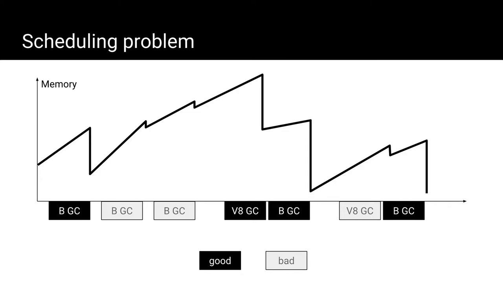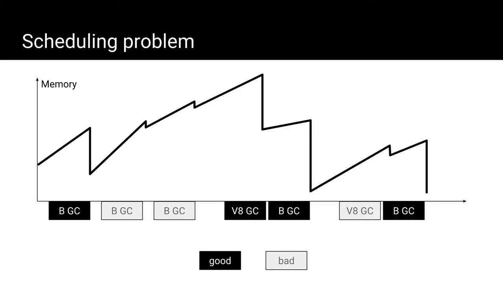And that's how we encounter this weird scheduling problem, where if you assume that BGC means BlinkGC and VHGC, well, it's the regular V8 GC, that sometimes when the garbage collector kicks in, we have non-effective garbage collections. Because Blink cannot actually do much if there are incoming references, right? So you might have a BlinkGC that's very effective, so all our heuristics work really well.